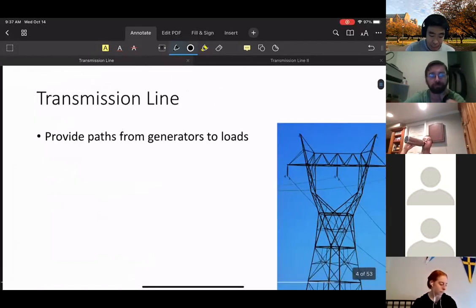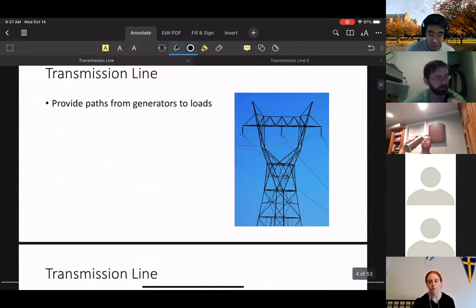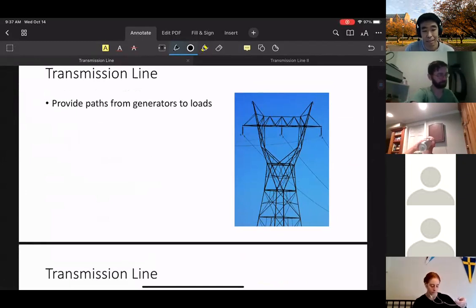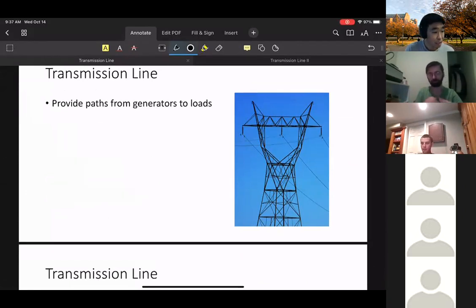All right, so transmission line. What does a transmission line do? Well, transmission lines are really simple, in one sense. They basically provide a path for power flow from the generator to the load. Really, there's not much more to say in some sense beyond that.